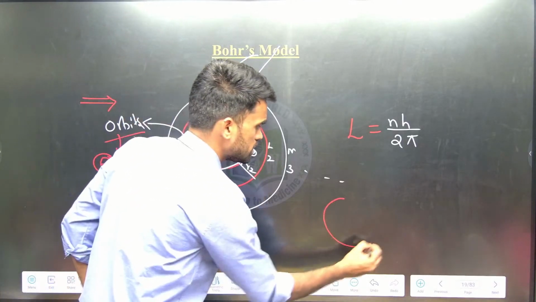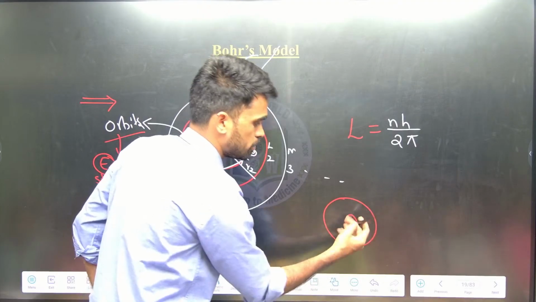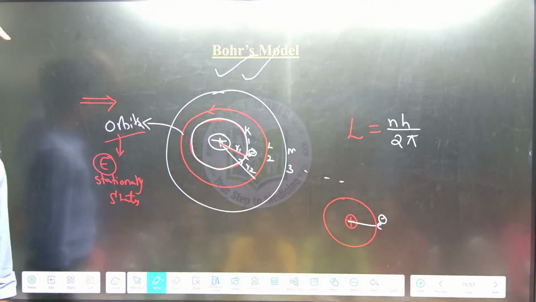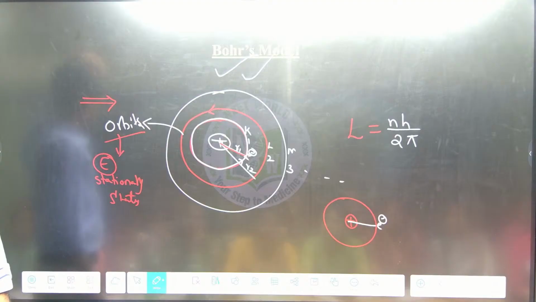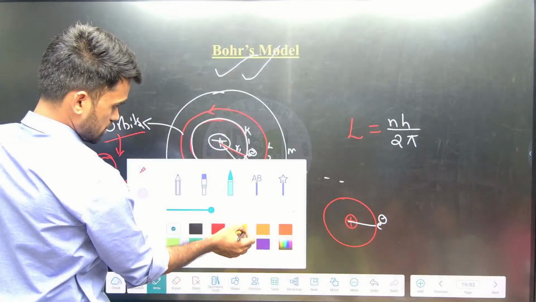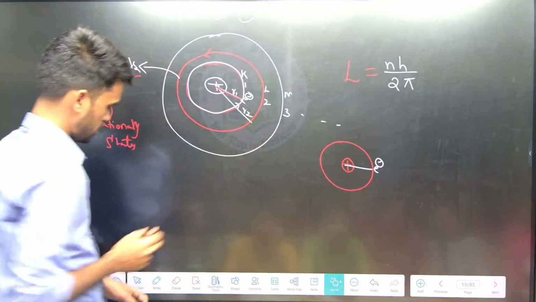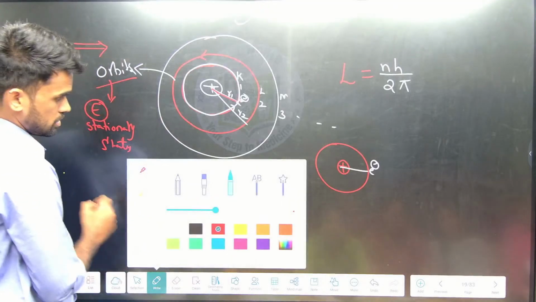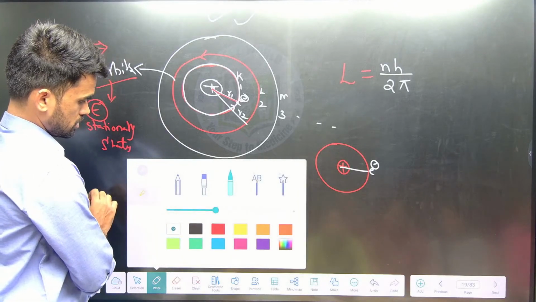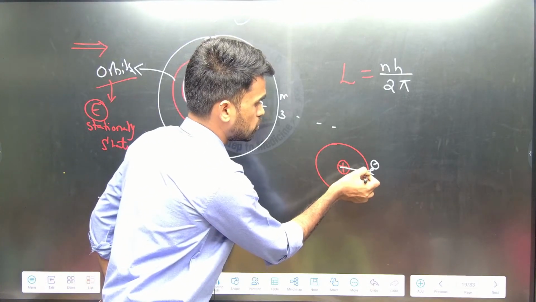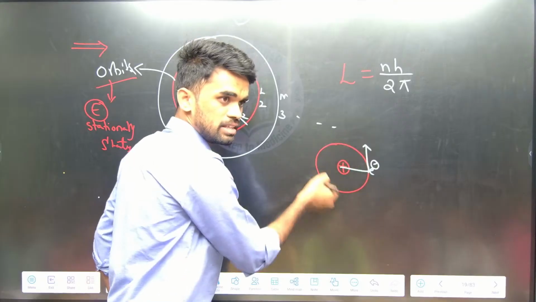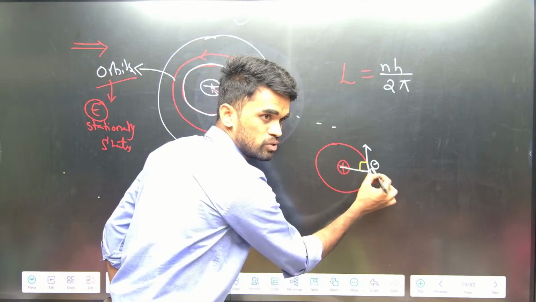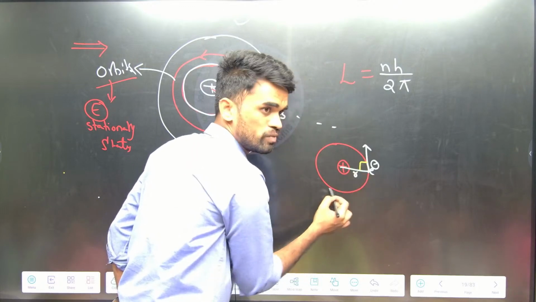If this is a positive charge and this is the orbit, the electron is present over here. Are you able to see from the last page? Is this red color visible properly, or should I change the color? Now the electron will be revolving around the nucleus like this. It makes some angle theta with the radius, at distance r.